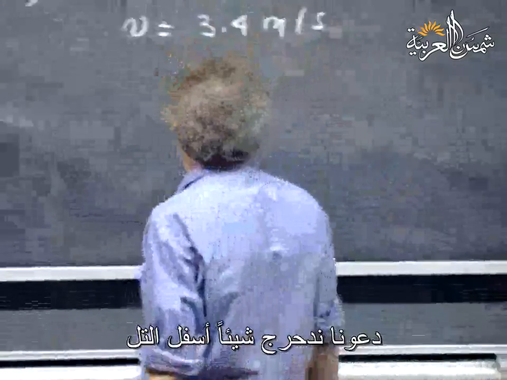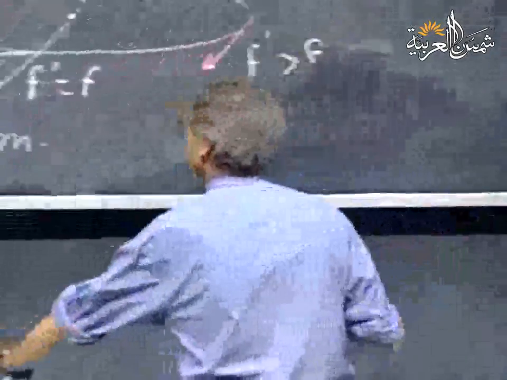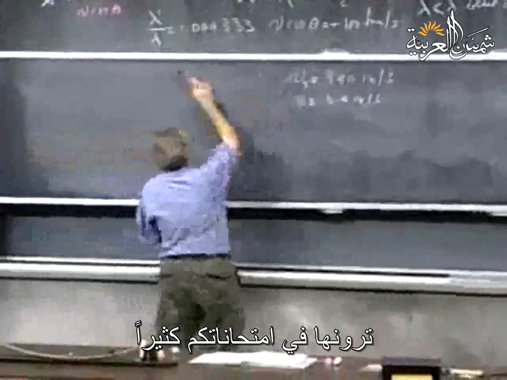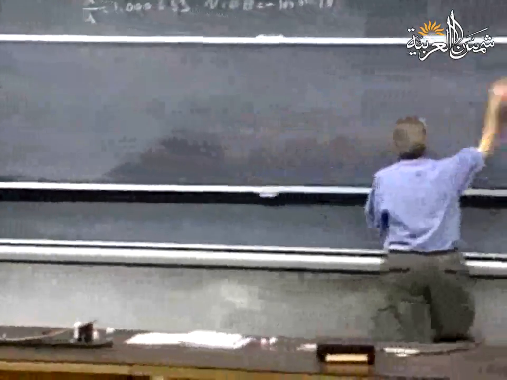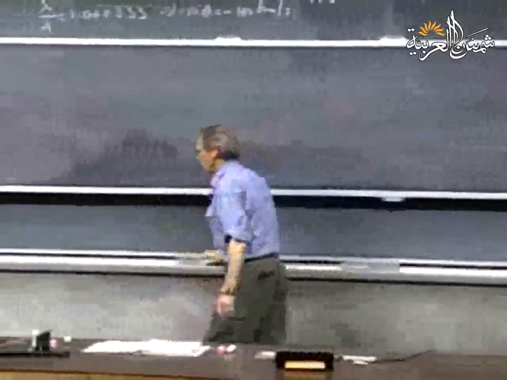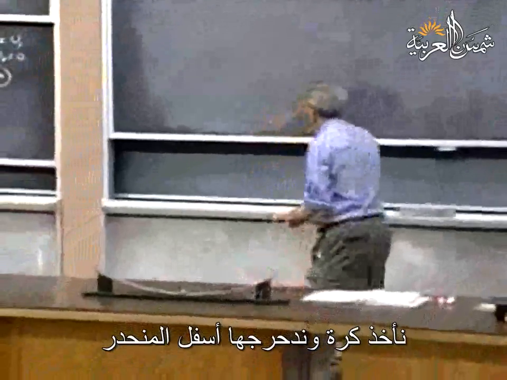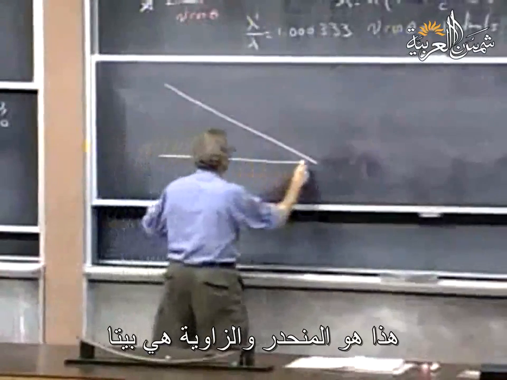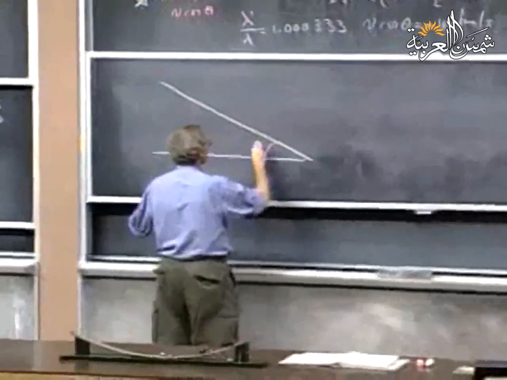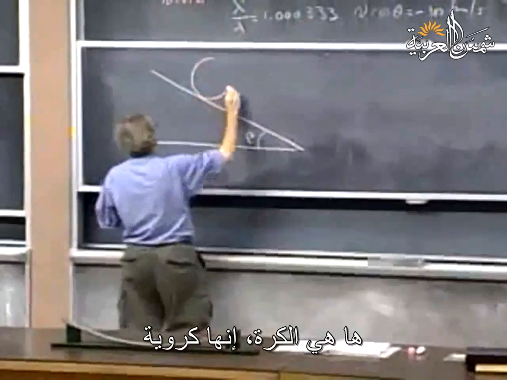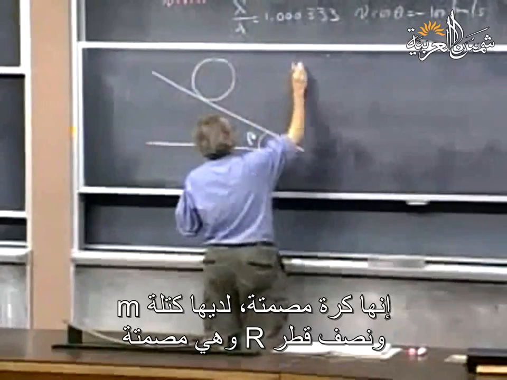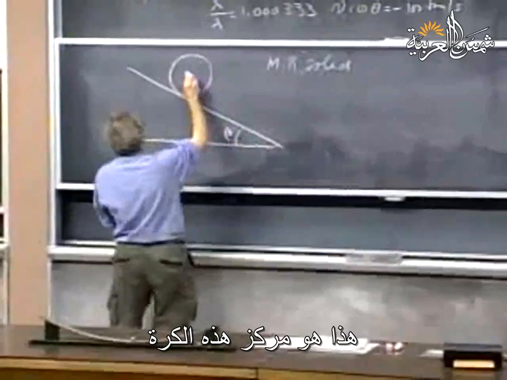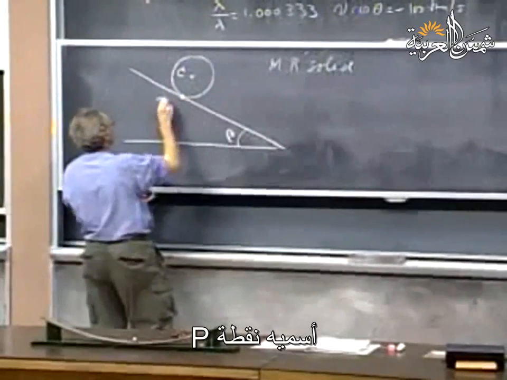Rolling objects. Let's roll something down the hill. Classic problem. Very often you see that on exams. We take a ball and we roll it down an incline. This is the incline, and the angle is beta. Here is the ball. It's a solid sphere. It has mass m, has radius r, and it is solid. This is the center of that ball. I call this point P.